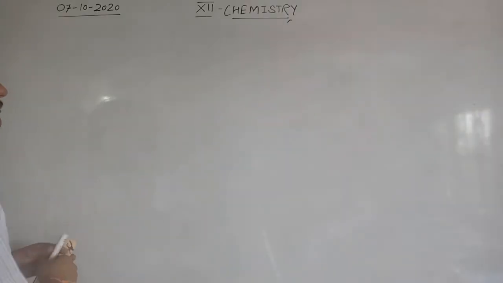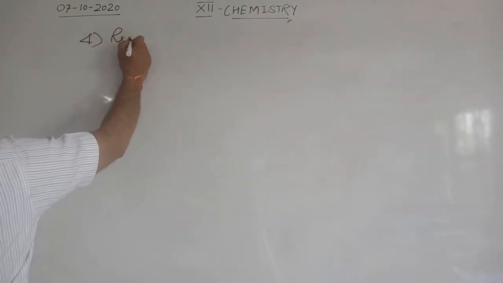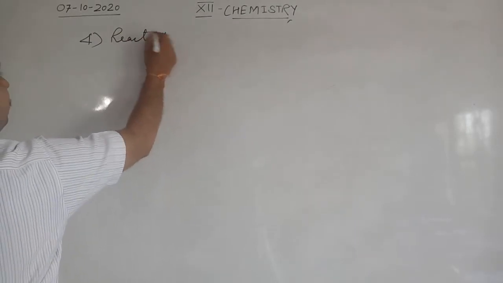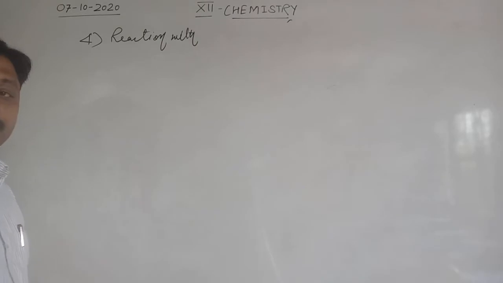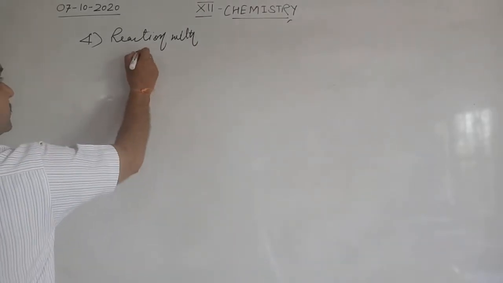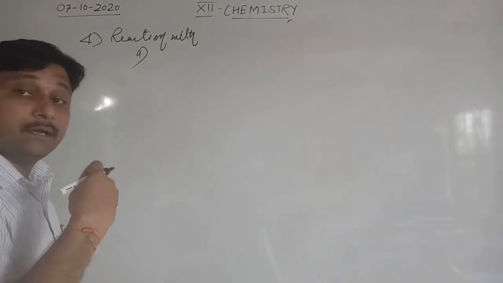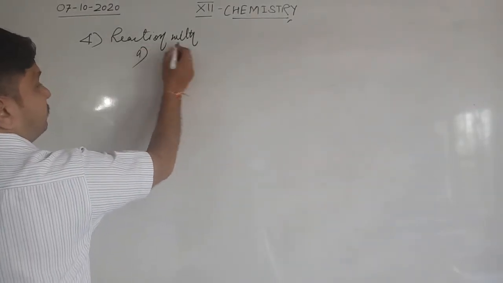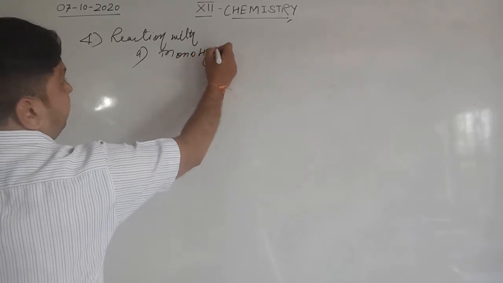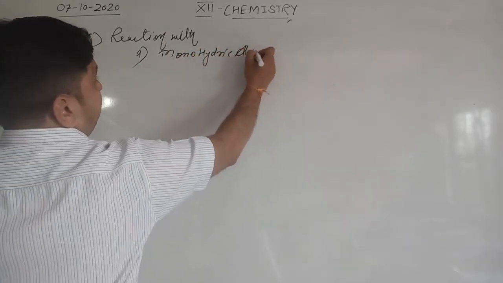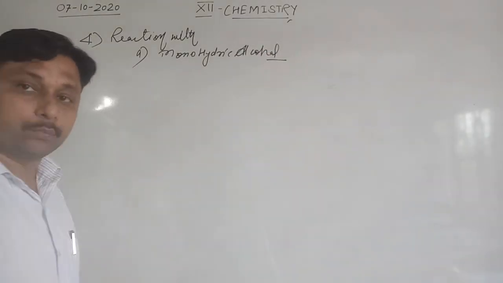So see here, the fourth one, reaction with alcohol. If we talk about aldehydes, we can use here a subheading for aldehydes, that is, reaction with monohydric alcohol. Monohydric alcohol means those alcohols which contain only one OH group.